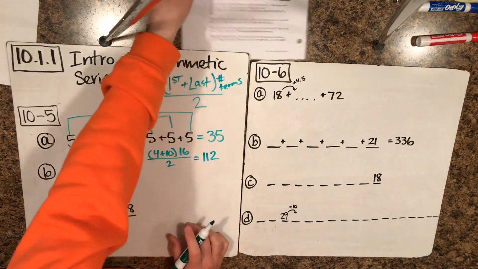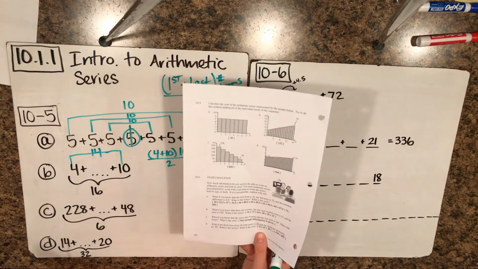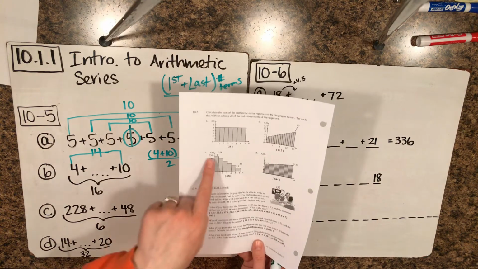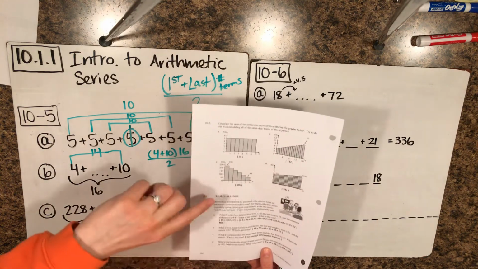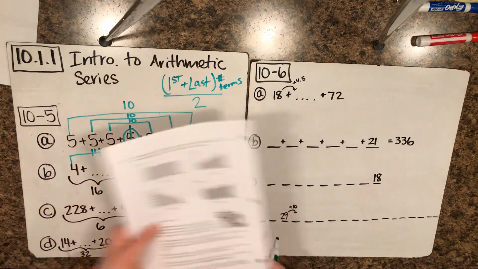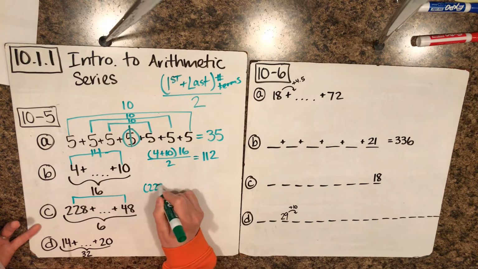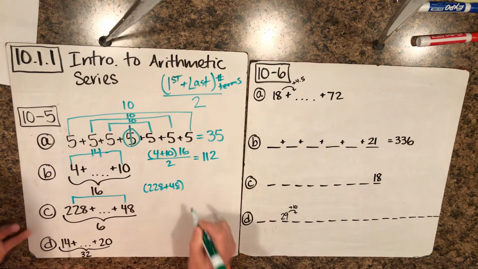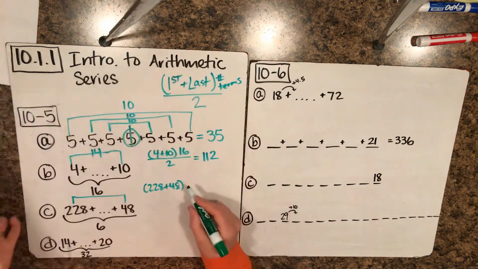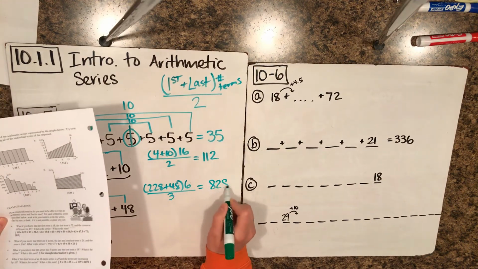So here again, in part C, I don't really care what these middle terms are. I certainly could make a list of them, but they're asking us in the directions to not worry about that. So again, thinking of that staircase, if I take the first plus the last, it gives me the height of the rectangle. So 228 plus 48. Okay, and then I'm going to multiply not by the whole width of 6, we cut it in half. Half of 6 is 3. And we get an answer of 828.